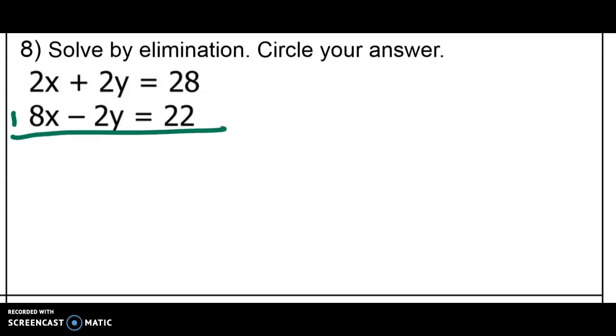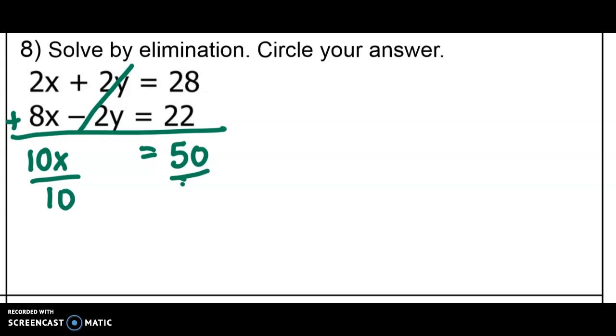If I add these two equations together, 2x plus 8x, that's 10x. Positive 2y plus negative 2y, well, those are just going to cancel each other out. Equals 28 plus 22 is going to be 50. Now, notice how I only have one variable now. I can now solve for that variable and know what that equals. So I'm going to go ahead and do that. So we're going to divide both sides by 10. And so that gets rid of our 10, and we're left with 5.